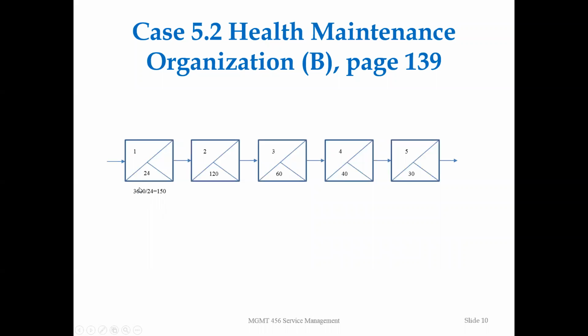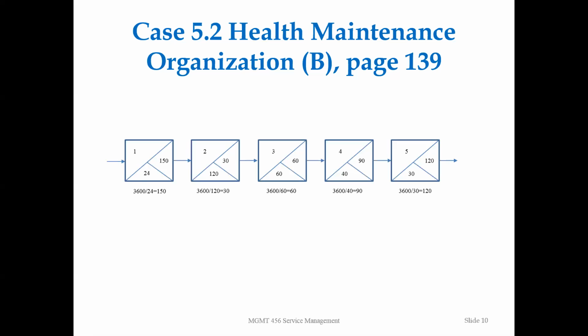So for activity 1, the capacity is 150 per hour. For 2, it's 30 per hour. 3, 60 per hour. 4 is 90 per hour. Then 5 is 120 per hour. So what we did was simply use cycle time to calculate capacity. The reason I use 3600 is because this is 3600 seconds per hour.